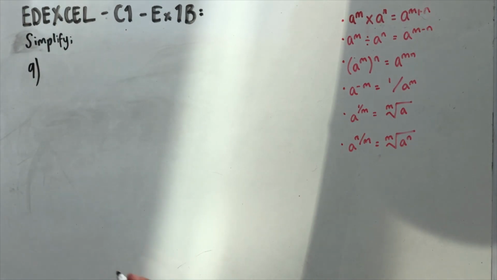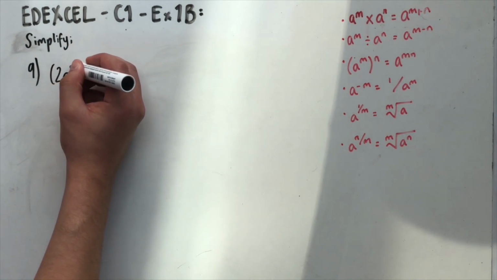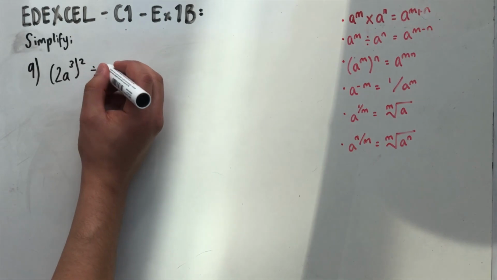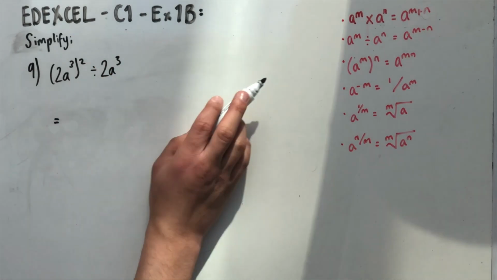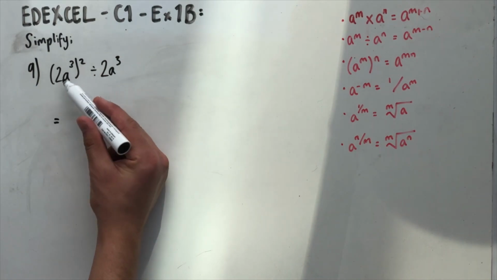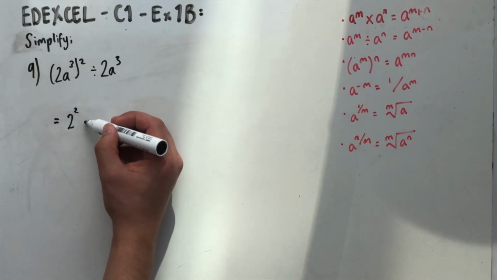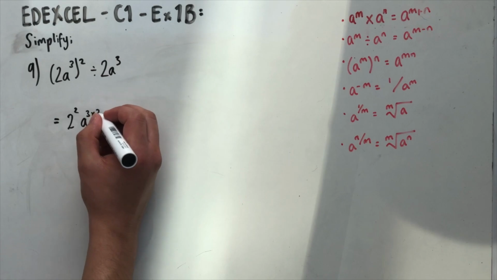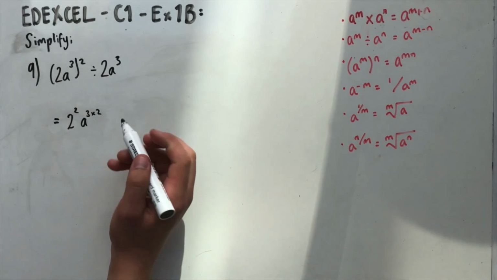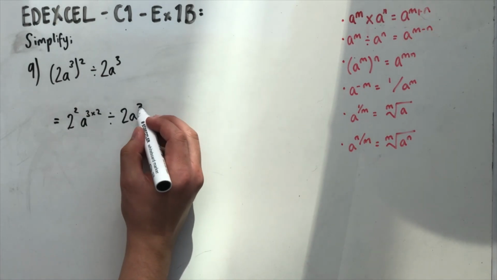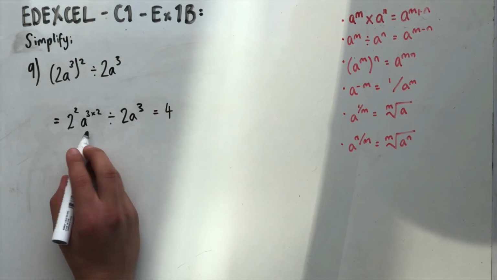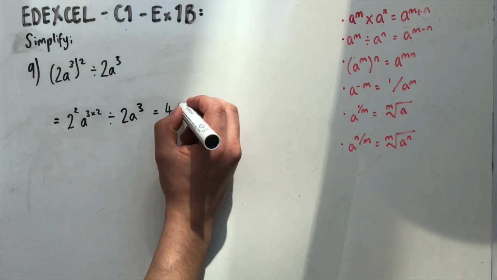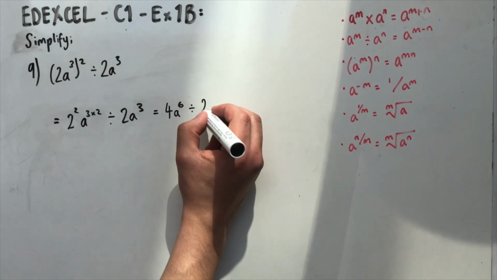Question 9, we have (2a cubed) all squared, divided by 2a cubed. Now this one, once again, we're going to deal with the brackets first because of BODMAS, so that's the third rule down. Now remember, we've got the 2 in the brackets as well, so we have to square that as well. So we have 2 squared, and a to the power of 3 times 2, divided by 2a cubed, you just bring that down. 2 squared is 4, 3 times 2 is a to the power of 6, divided by the 2a cubed, bring that through again.